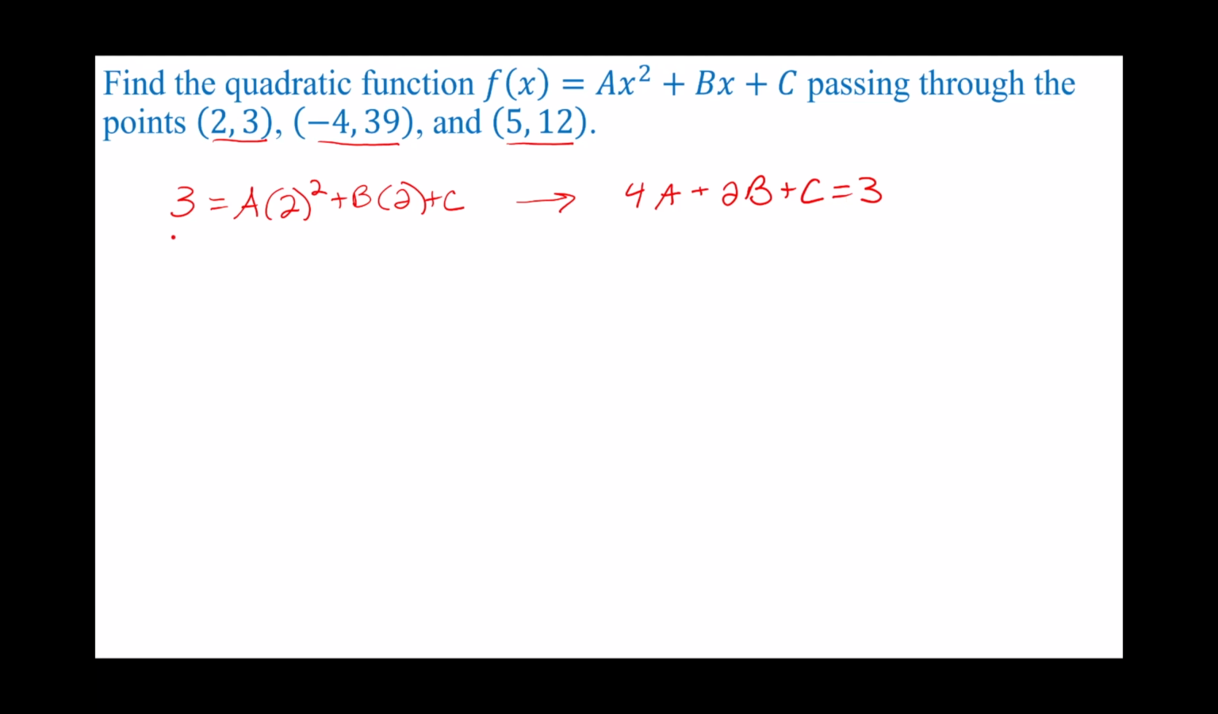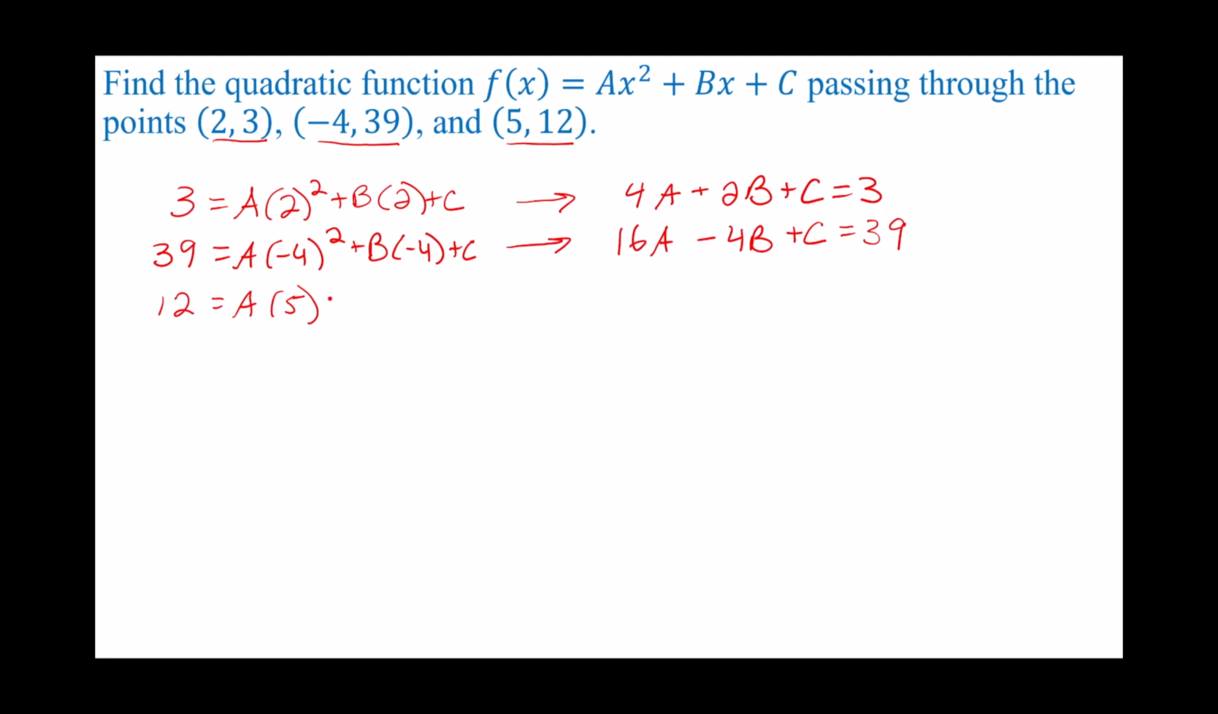Then I'll do the same for the next point. So y is 39, and I have a times negative 4 squared plus b times negative 4 plus c. So this equation, negative 4 squared is 16, so I have 16a minus 4b plus c equals 39. And then for the last point, when y is 12, x is 5. So I have 12 equals a times 5 squared plus b times 5 plus c. So this equation looks like 25a plus 5b plus c equals 12. And here's my system of equations.